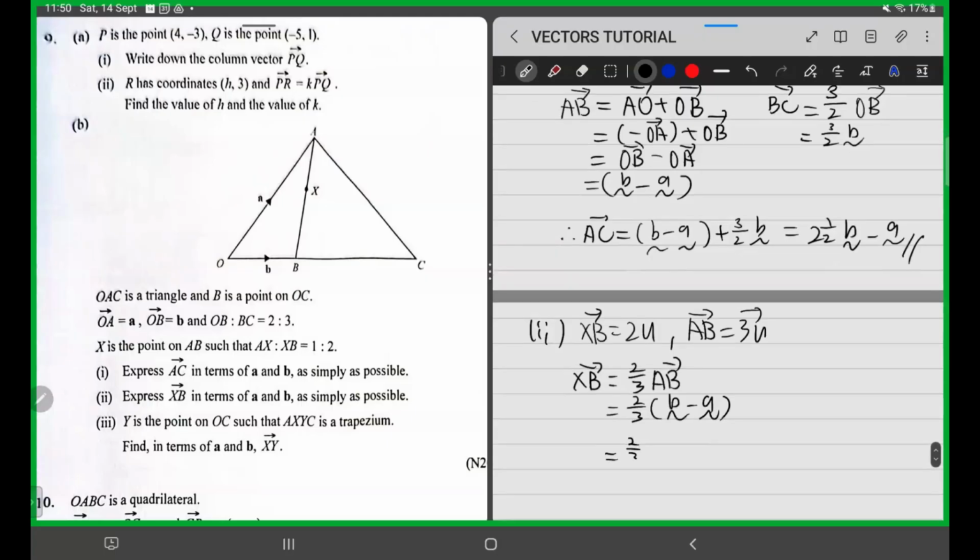Then you can just expand it out. So it's 3B minus 8. And then there's your answer over there.